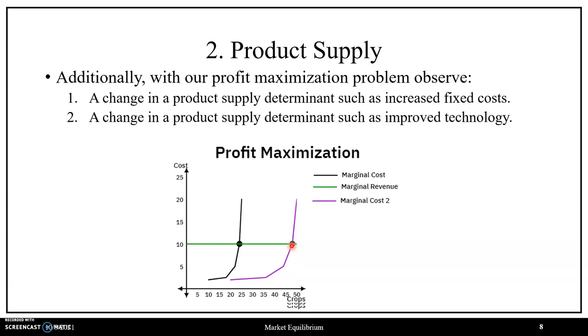So then, verifying the law of supply as well as a change in supply, this establishes that the marginal cost curve is the short-run product supply curve for an individual competitive firm.